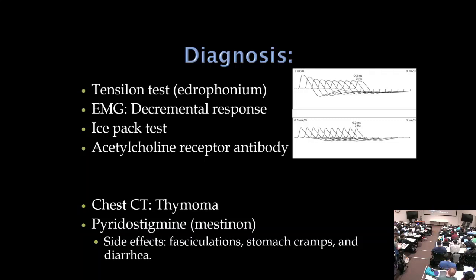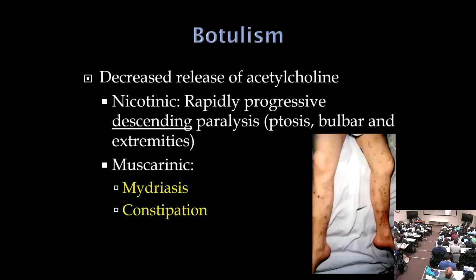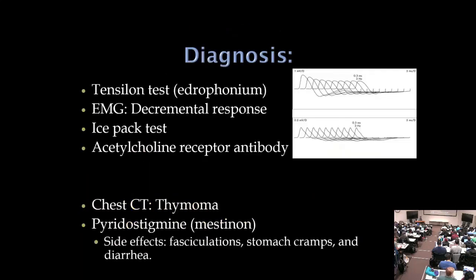Okay, and there's a lot to the treatment of myasthenia, but I think really all you need to know right now is pyridostigmine, which is a long-acting acetylcholinesterase inhibitor. That helps with the weakness, but remember you're also going to have more acetylcholine stimulating the parasympathetic system. So the most common side effects would be stomach cramps and diarrhea. Too much vagus nerve stimulation of the gut.